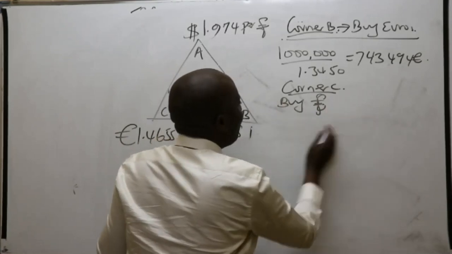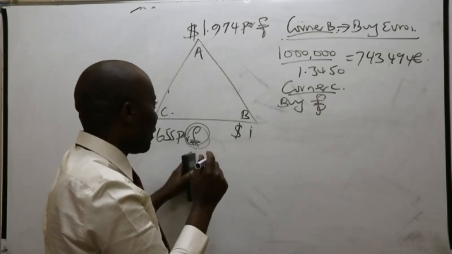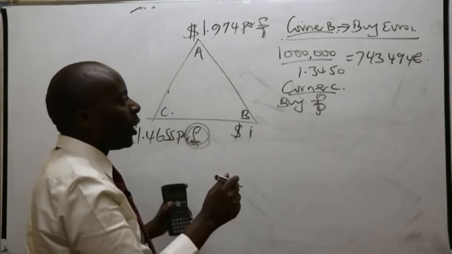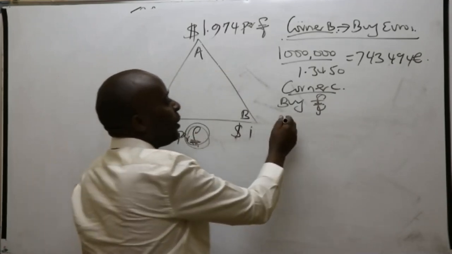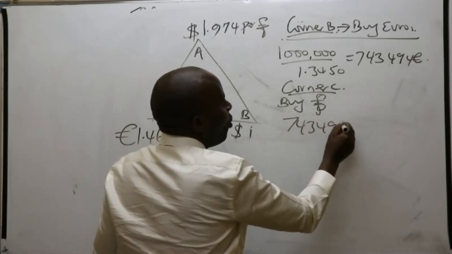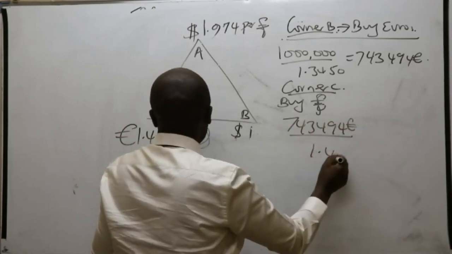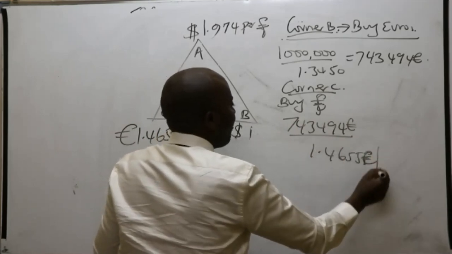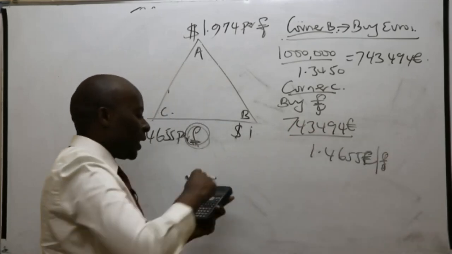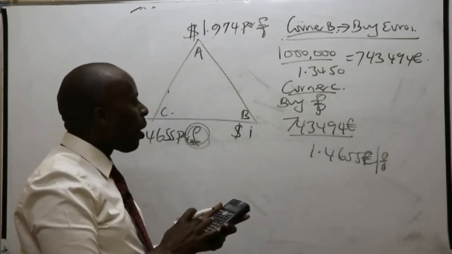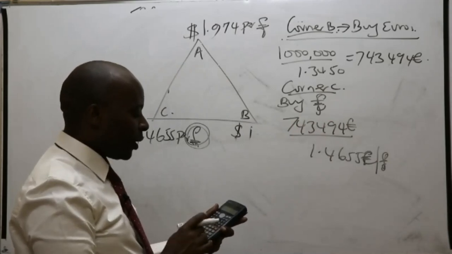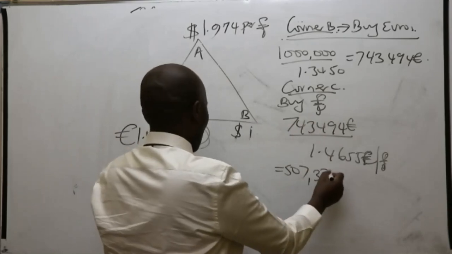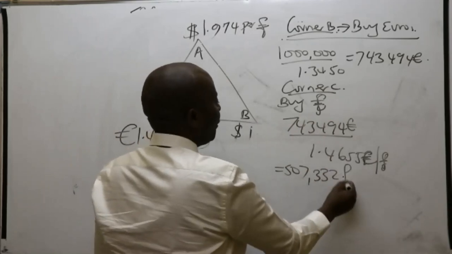So for corner C, ladies and gentlemen, we have said buy what here? The pound. So we have the euros, and if you try to multiply them for sure, you'll end up getting euro squared. So it should be 743,494 euros, you divide by 1.4655 euros per pound. Euros per what here? Per pound. So divide this by 1.4655 and this will give us 507,332 pounds.